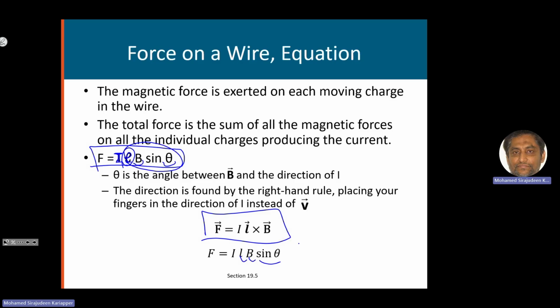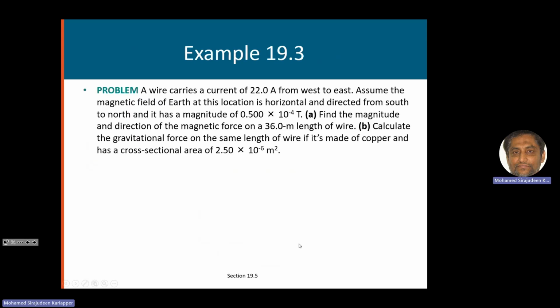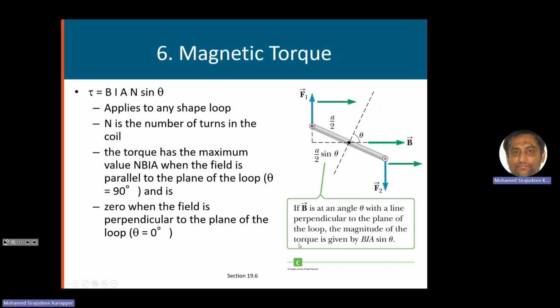All right. So we got another equation. This is for a current carrying wire, not for a single charged particle. I is the current. L is the length of the wire on which the force is acting, and it has a direction. If we treat it as a vector, it has the direction of the current through that piece of wire. B is the magnetic field. So now we can answer this question.